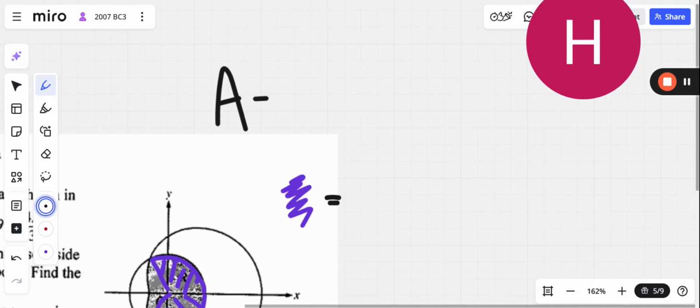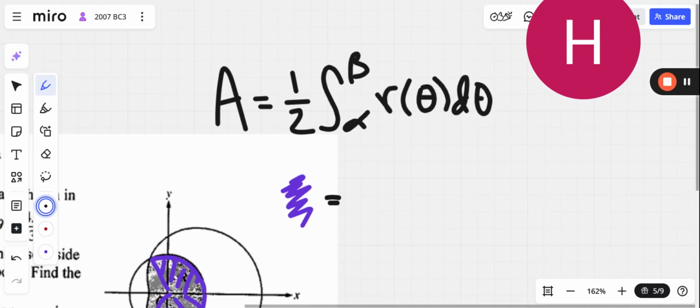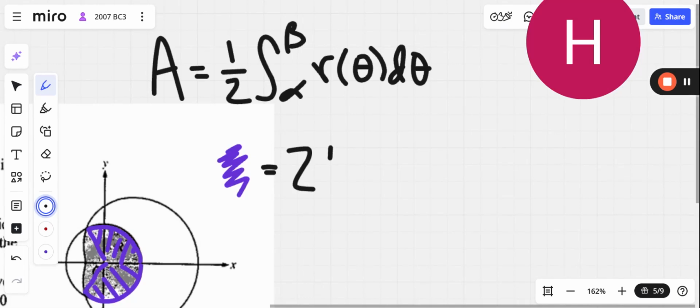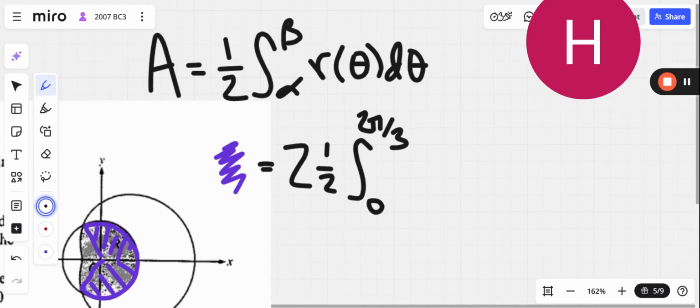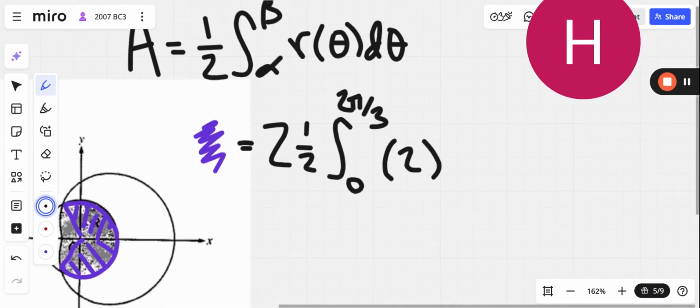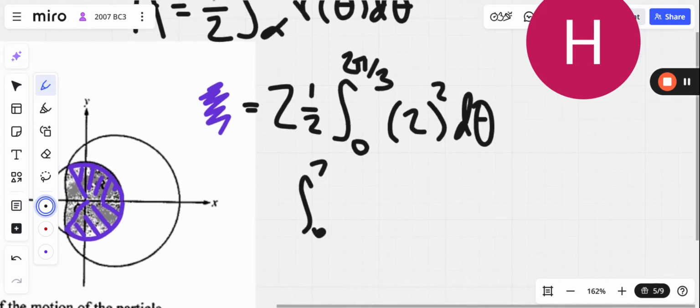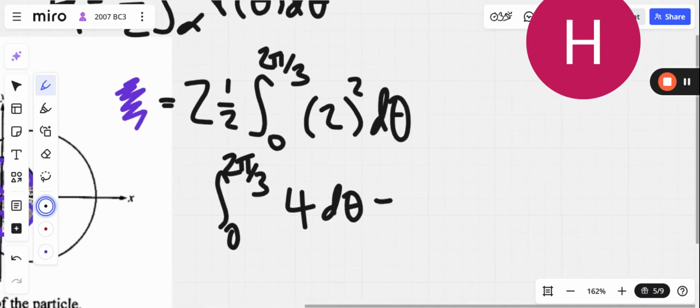All right, we say that the area is 1/2 integral from angle alpha to angle beta of r of theta squared d theta. So this is going to be 2 times 1/2 integral from 0 to 2 pi over 3 of r squared, which is just 2 squared, which is 4. All right, so this is just going to be integral from 0 to 2 pi over 3 of 4 d theta, which is simply going to be 8 pi over 3.